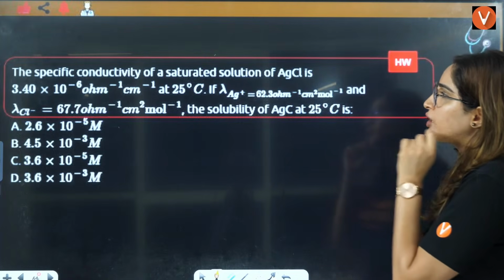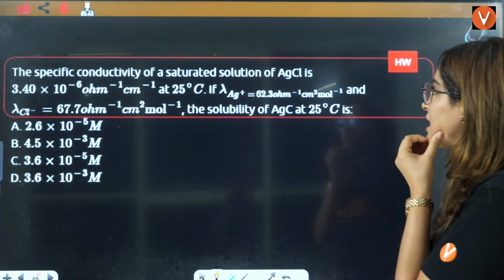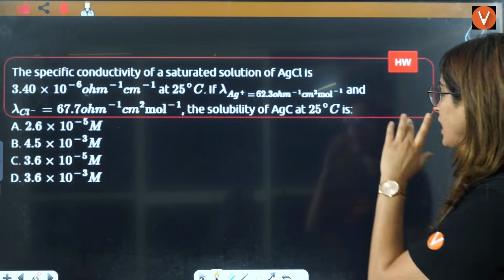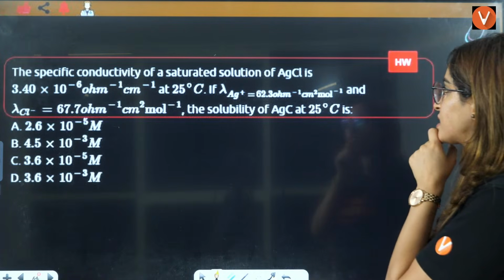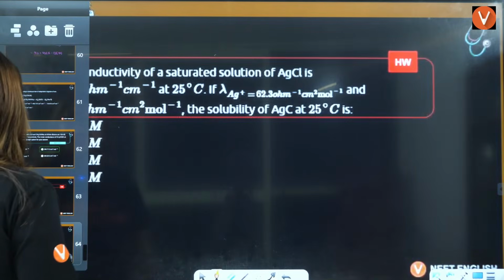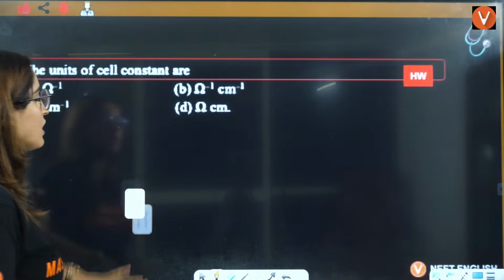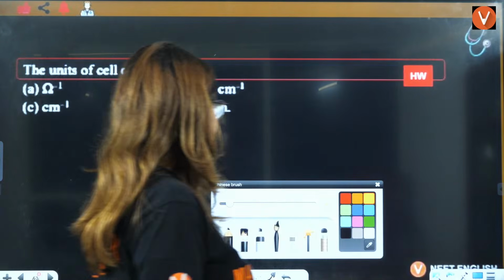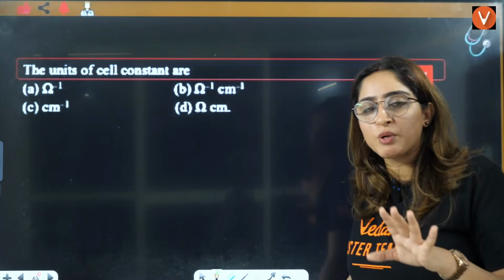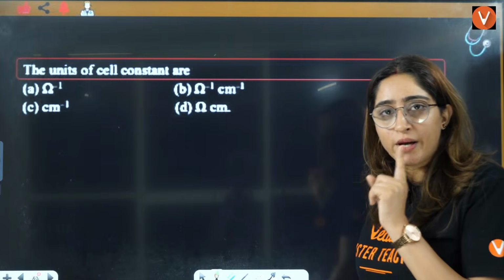And this is another homework for specific conductivity of a saturated solution of AgCl. If Ag and Cl are this, the solubility of AgCl, wait a minute. Let's not do it here, because that is for ionic equilibrium, so you will find it a little bit difficult. We will do it when we study ionic equilibrium. So you need to answer this particular question.